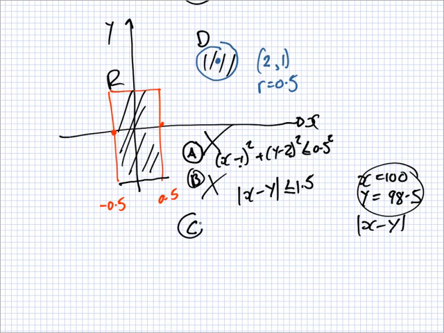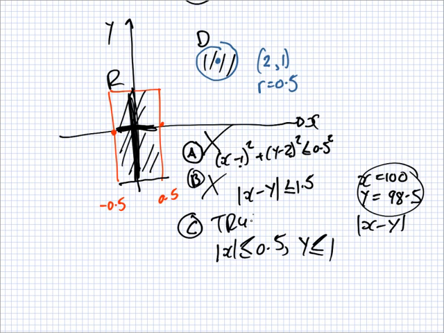C. x must be smaller than or equal to a half, and y must be smaller than or equal to 1. Well, that is true, because you can see that the x is in between the 0.5s, and the y's are also in between 1 and minus 1. So actually this one is true.